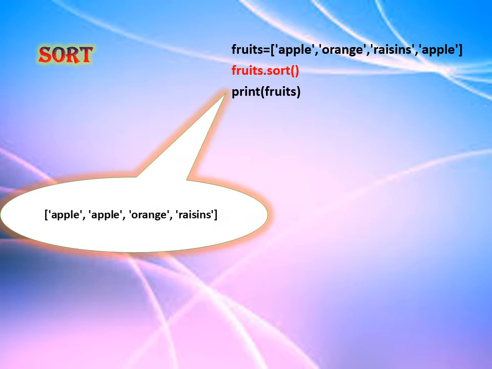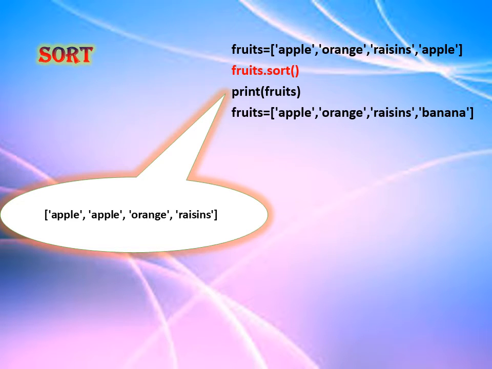The sort function is used to sort the items in either ascending or descending order in the list. See here fruits: apple, orange, raisin, apple, and using the sort function, it will be sorted in ascending order and printed. See here apple, apple, orange, raisin is printed.